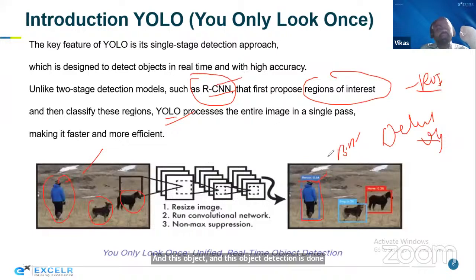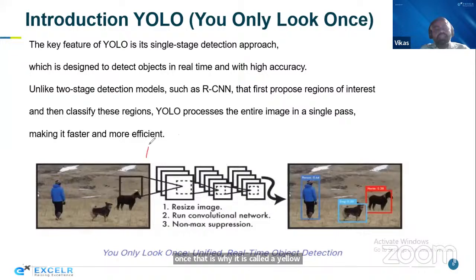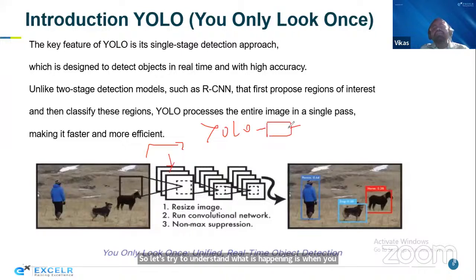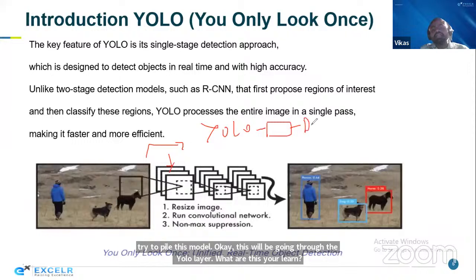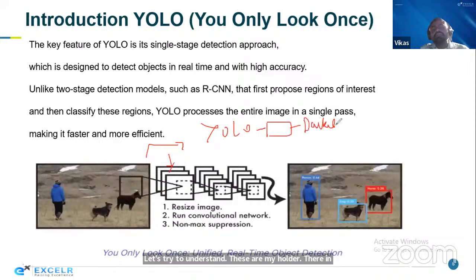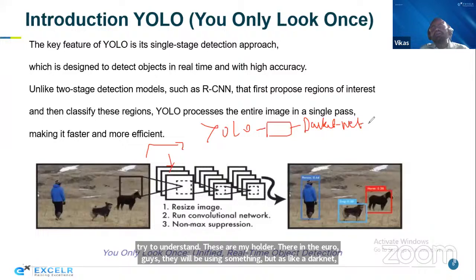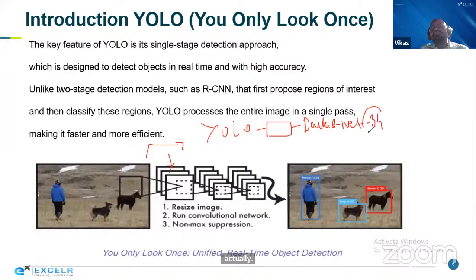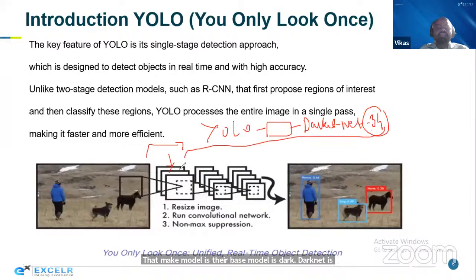In RCNN, I will explain what this RCNN model is. So let's try to understand what is happening: when you pass this through the model, it goes through the YOLO layers. What are these YOLO layers? These are my YOLO layers. In YOLO, guys, they use something called Darknet. The base model is Darknet, Darknet 34. 34 layers are there, and then one more layer here, a resizing layer.